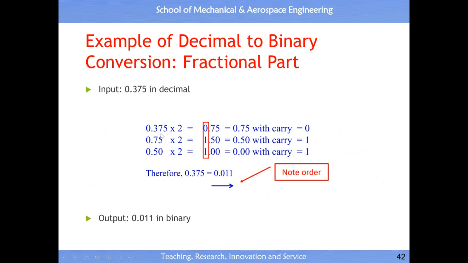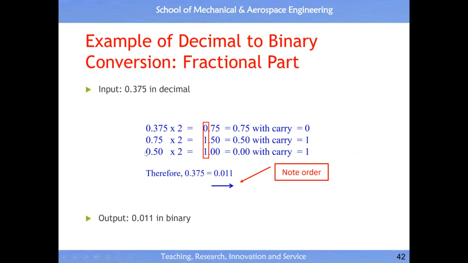Now input times 2, then we get 0.75. You will see the integer part is 0, so we get the 0. Then 0.75, the result of the multiplication, times 2 again. Then we get 1 as the integer part. This integer part becomes the next bit. It is 1. Then we continue.